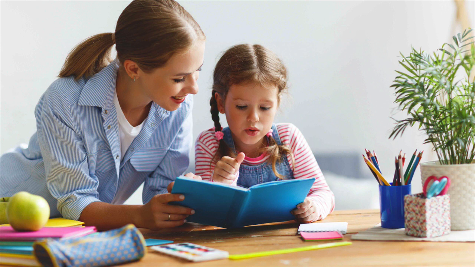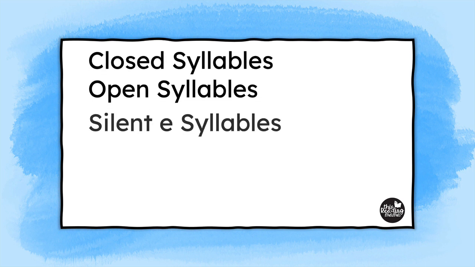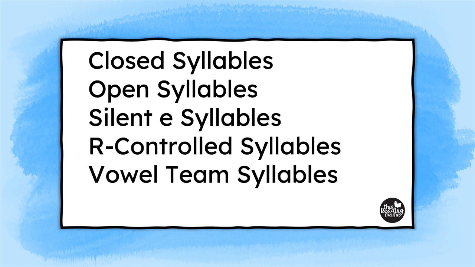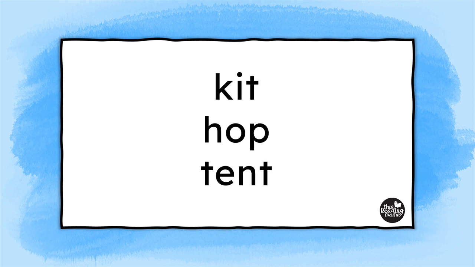Learning the 6 syllable types can help our readers find common patterns they know in longer words. The 6 syllable types include closed syllables, open syllables, silent E syllables, R-controlled syllables, vowel team syllables, and consonant plus LE syllables. Sometimes these are called final stable syllables. We're going to start by focusing in on closed syllable words, or vowel consonant consonant vowel words, because they're the most reliable. Now, your readers might be able to read short closed syllables like kit, hop, and tent.